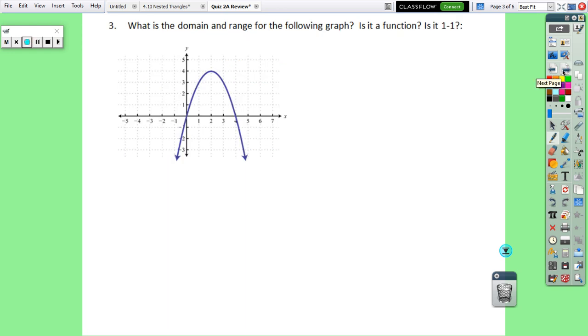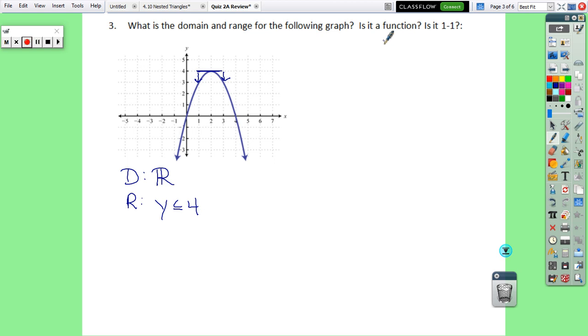Domain and range for the following graph. So remember that the domain is the x values of the graph, how far the x values span. So in this case, the arrows tell us that this graph keeps going. So our domain in this case would just be all real numbers. And the range in this case, because it starts at positive 4 and goes down, the range would be y is less than or equal to 4.